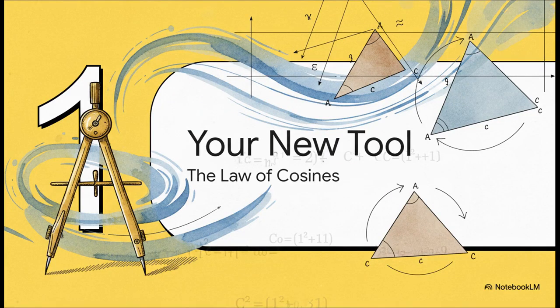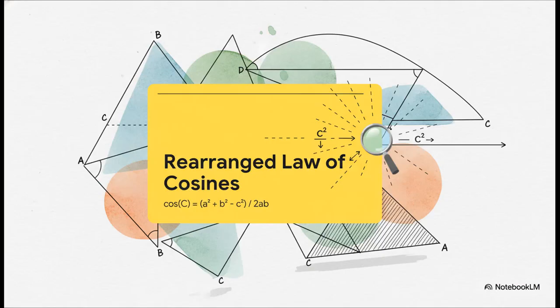And this is where our hero comes in, the law of cosines. And specifically, we're going to need a special version of it, one that's been rearranged specifically to hunt for those missing angles. And here it is. You might recognize the standard law of cosines, but this version has been tweaked to solve directly for the cosine of an angle. Now pay close attention here. See how side C is the one being subtracted up top? That's because it's the side opposite the angle we're looking for. That little detail is the absolute key.